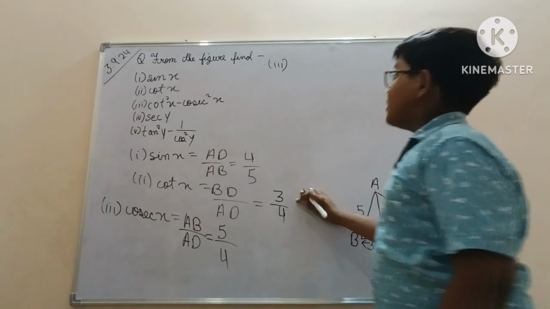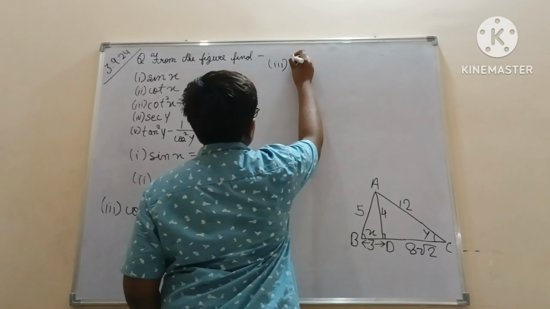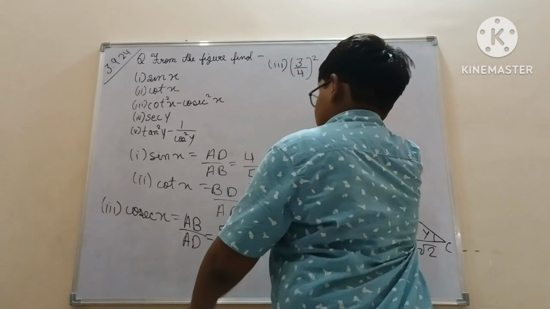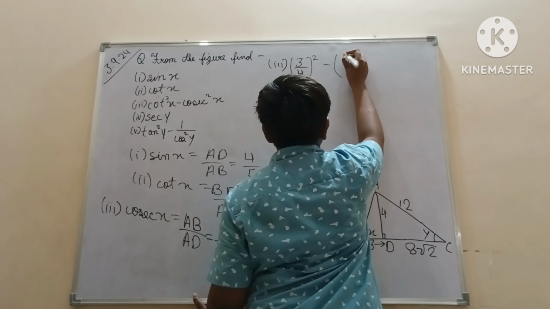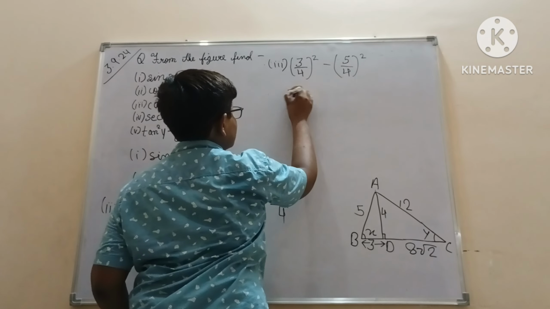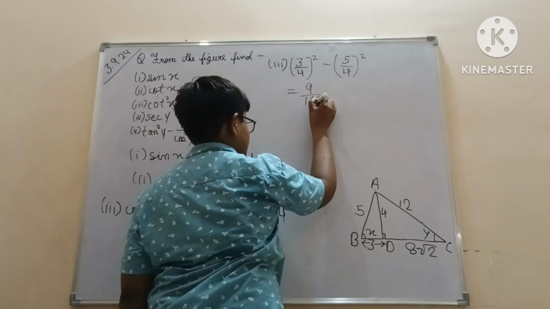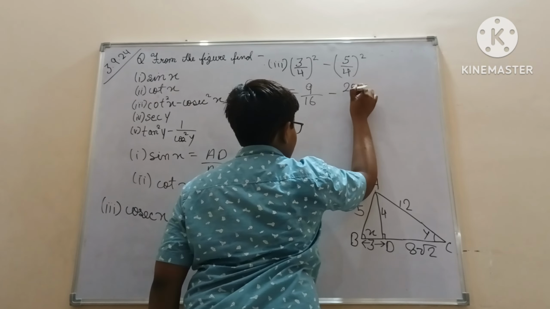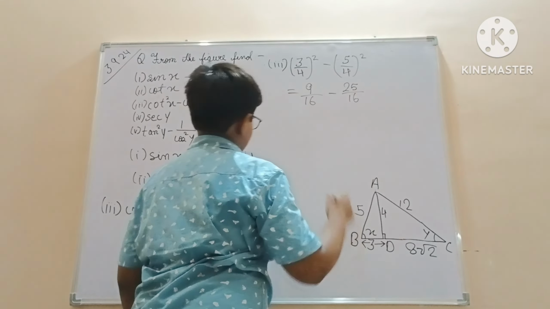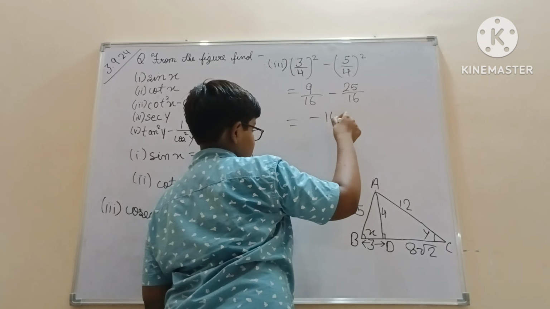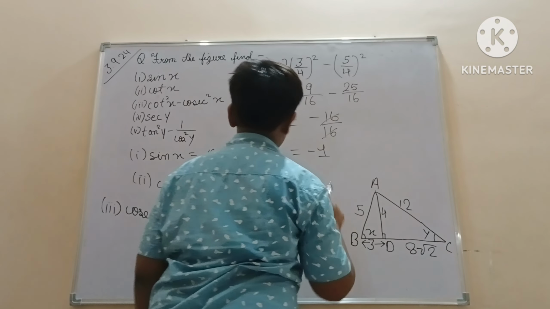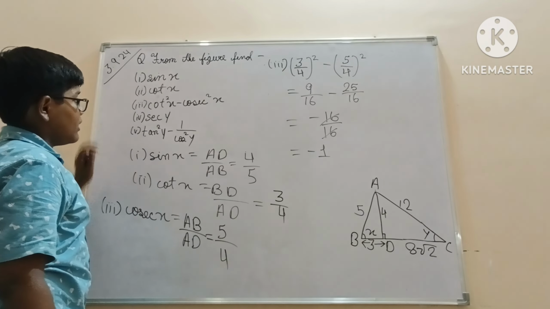So cot x value is 3 by 4, so this will be squared, minus cosec squared x, which will be 5 by 4 whole squared. So 3 squared is 9, 4 squared is 16, minus 5 squared is 25 and 4 squared is 16. As the denominators are the same, it is termed as like fractions. So these both the values will be subtracted and it will become minus 16 divided by 16. 16 and 16 will be cancelled and our answer will become minus 1 for cot squared x minus cosec squared x.